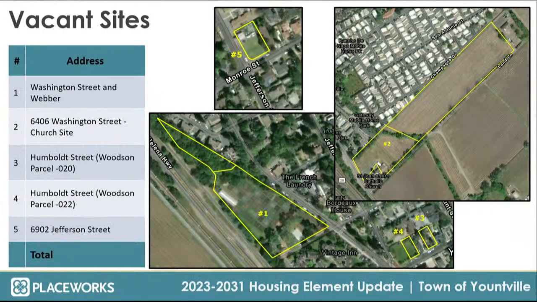Right, and then the other 2 are actual residential parcels. The number 5 is at the very north end of town, and numbers 3 and 4 are more in the south middle part of town.